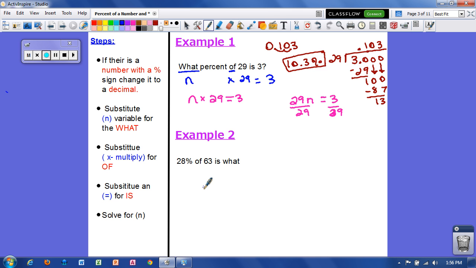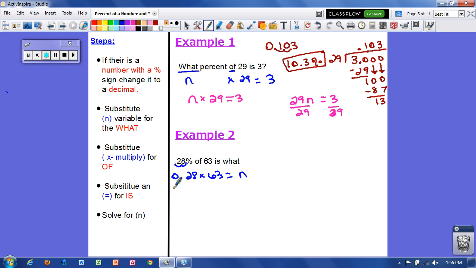All right, example 2. 28% of 63 is what? All right, I have a percent, so I want to change it to a decimal. Percent to decimal, paddle to the left. So that would be 0.28. Of means multiply. 63 is, that's an equal sign. And what is a letter. So this is saying 0.28 times 63 equals something.